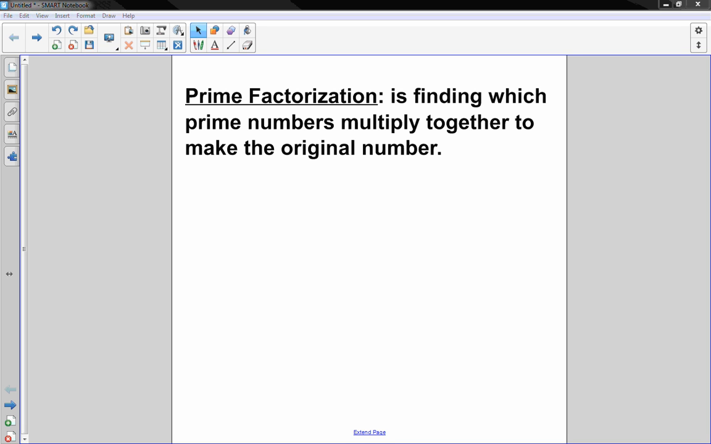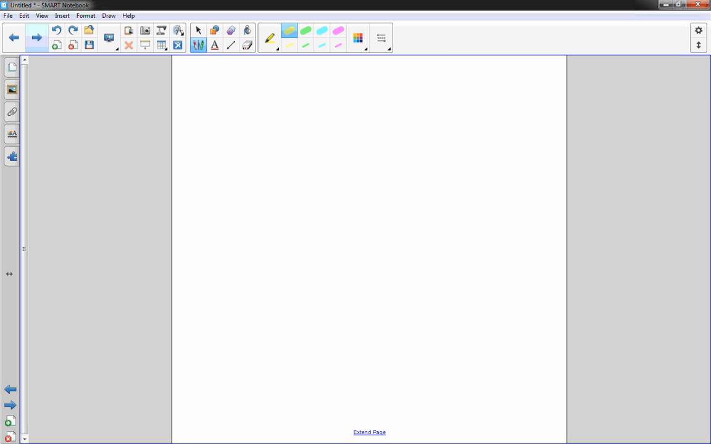This is Mr. Knowles, and this lesson is about prime factorization. Prime factorization is finding which prime numbers multiply together to make the original number. And how we do this is with something called a factor tree. So I'm going to go over that with you. I'm going to use the number 24.